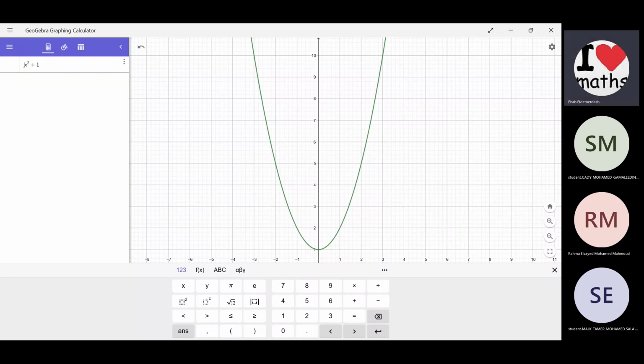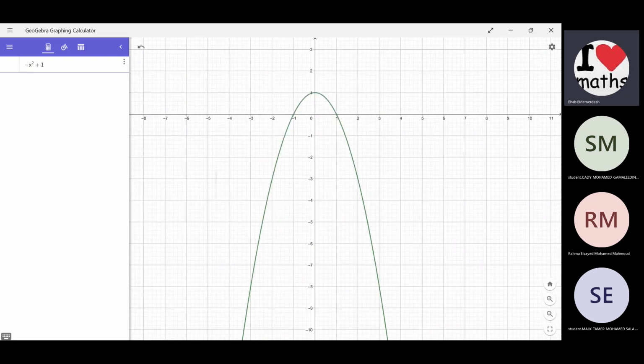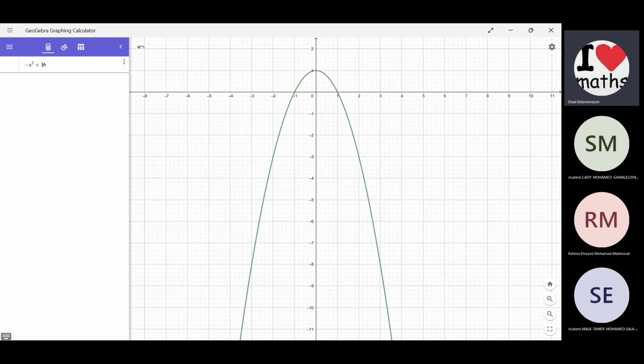Look, girls and guys. If I did it as negative x squared plus 1, have a look at how the curve will be. When I replace x by 0, I get 0 plus 1, which gives me 1. If I put x equal to 1, it will be minus 1 plus 1, which gives me 0. If I put negative 1, it will be negative 1 to the power 2, which is positive 1, and there is a negative outside, so it will be negative 1 plus 1, which again gives me 0. So all of these values give me the curve as you can see.